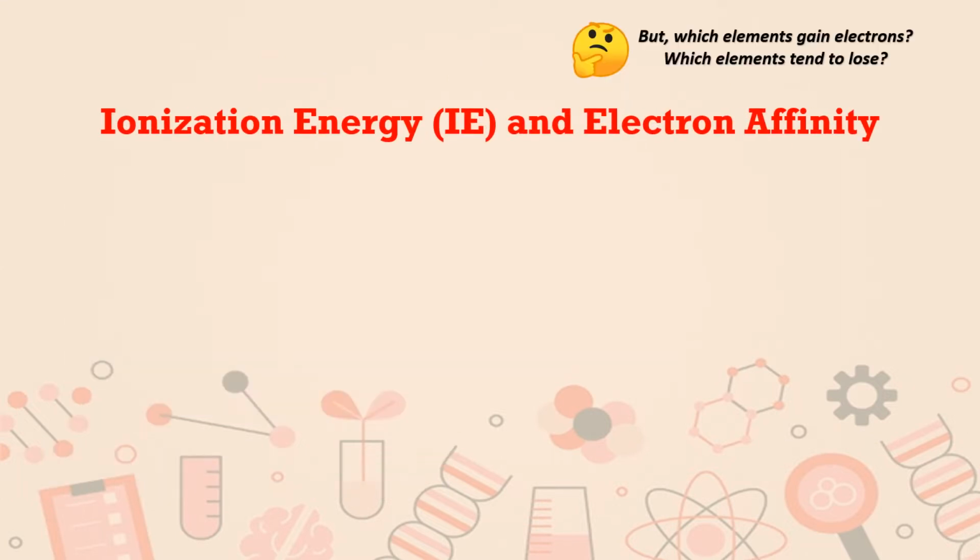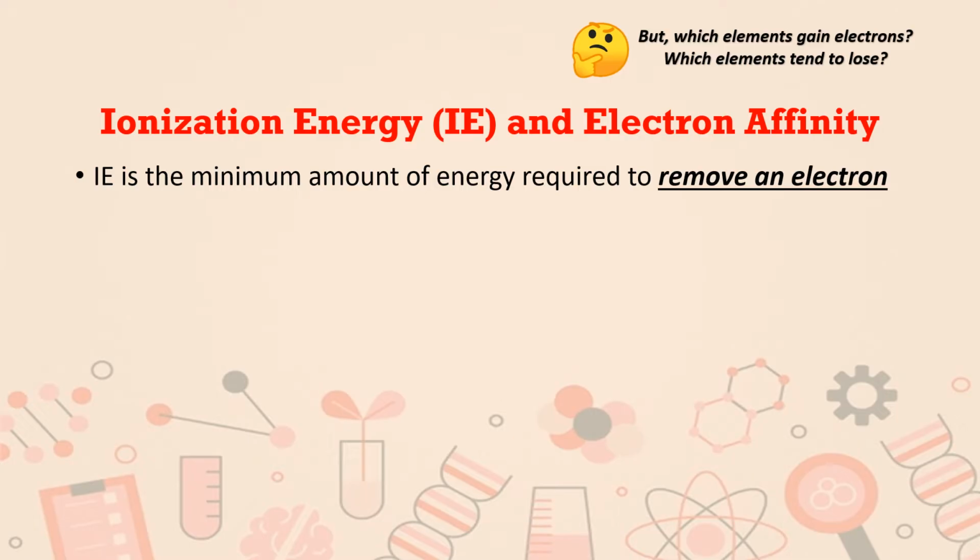So let's have a simple review on what ionization energy and electron affinity are, because these two terms were already included in the previous week. So let's just have a review this time. When we say ionization energy, this is the minimum amount of energy required to remove an electron.